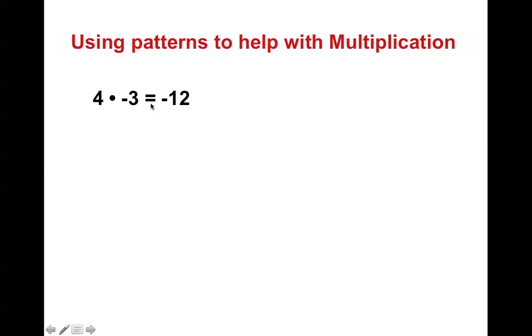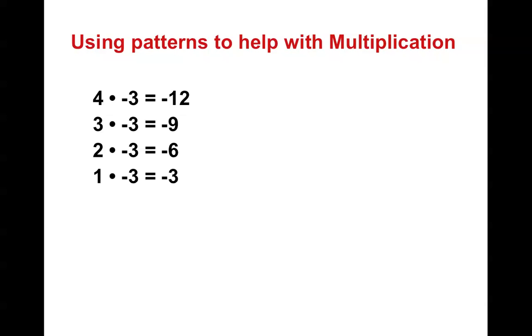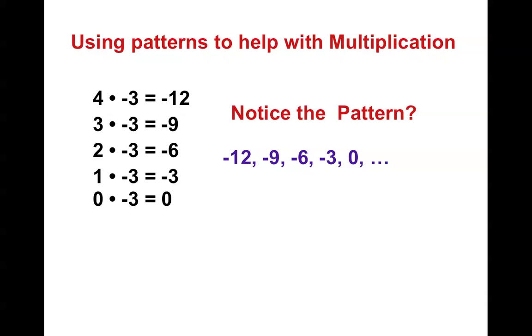4 steps of negative 3 got us to negative 12. 3 steps of negative 3 gets us to negative 9. 2 steps of negative 3 gets us to negative 6. And 1 step of negative 3 gets us to negative 3. Now if we don't take any steps at all, it doesn't matter what number we're multiplying by, the answer is always going to be 0 because we didn't take any steps away from 0. With this information, I hope you're noticing a pattern. Negative 12, negative 9, negative 6, negative 3, and 0. Because that's going to lead us to what our next problem is.